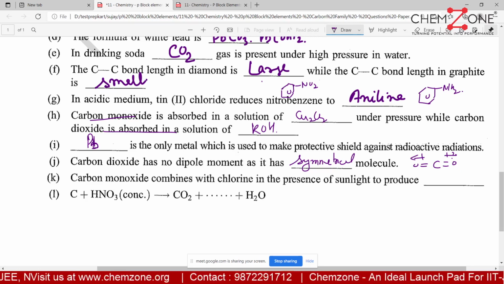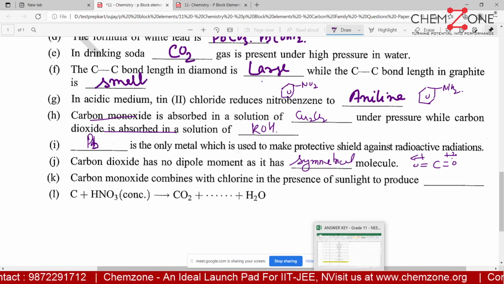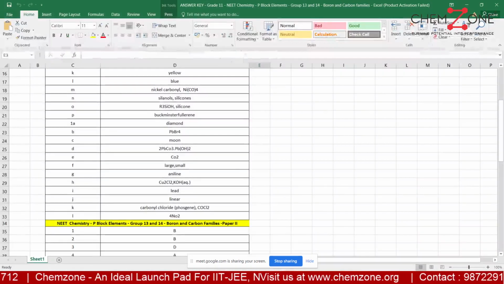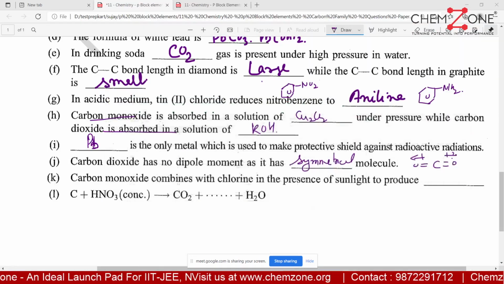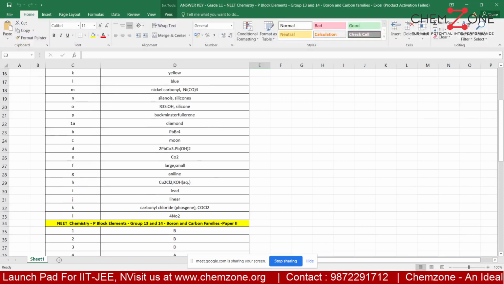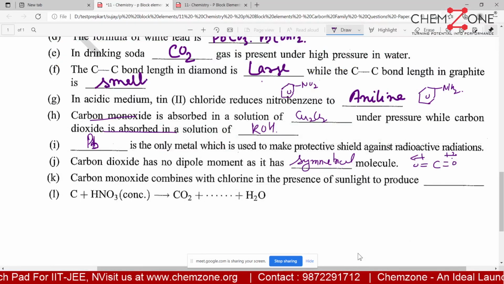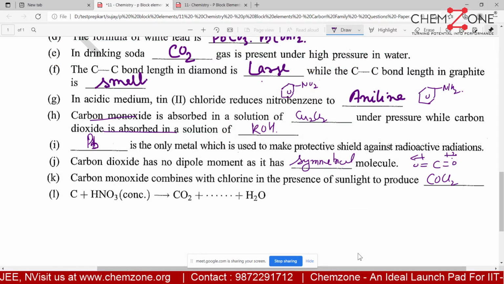Carbon monoxide combines with chlorine in the presence of sunlight. What does it produce? It forms phosgene gas, COCl2. This gas is called phosgene.